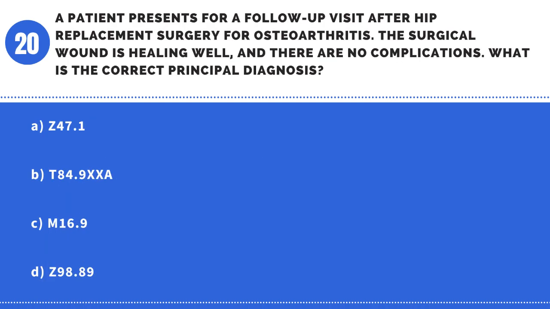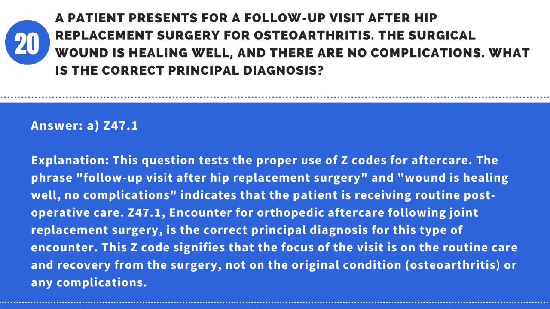Question 20. A patient presents for a follow-up visit after hip replacement surgery for osteoarthritis. The surgical wound is healing well, and there are no complications. What is the correct principal diagnosis? A. Z47.1. B. T84.9XXA. C. M16.9. D. Z98.89. Answer: A. Z47.1. This question tests the proper use of Z codes for aftercare.